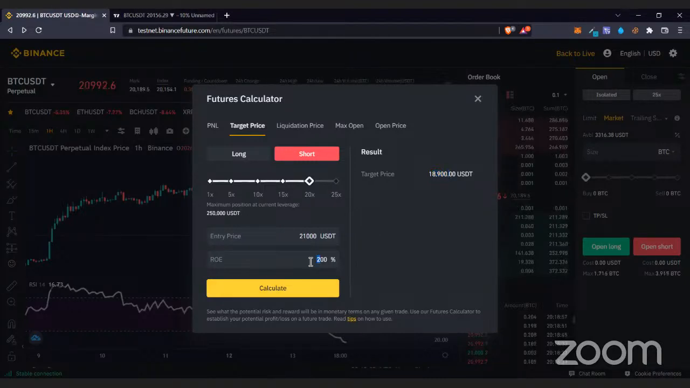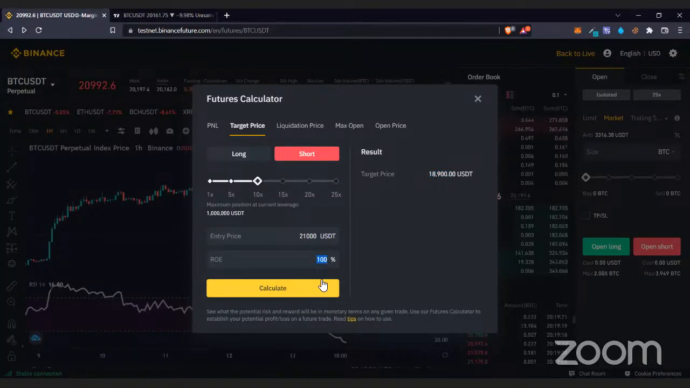All right. What if I change it to 100%? And then we enter at 21,000. I go ahead and calculate again. It means that Bitcoin will need to drop to $19,950, sorry, for me to be able to actually make 200% in the market. If I bring it back to 10x leverage, it means that Bitcoin will need to drop to 18,900 for me to make 100% return on my investment.